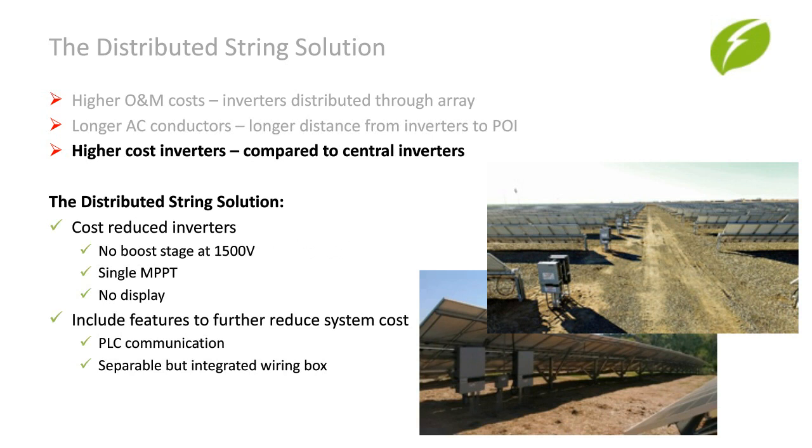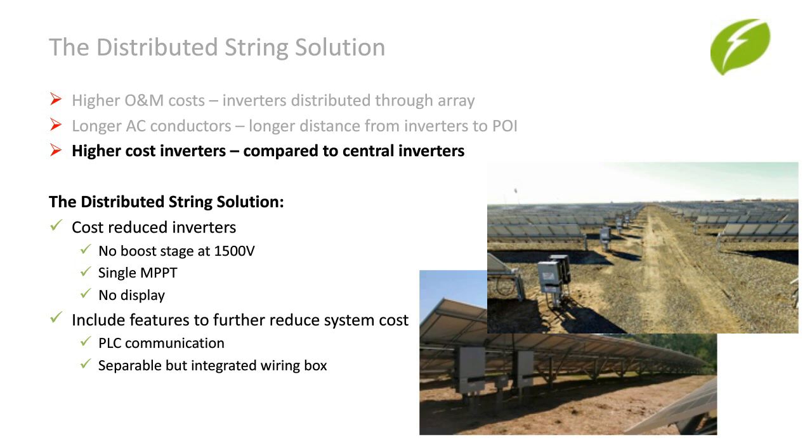These 1500-volt string inverters are much less expensive than their commercial 1000-volt counterparts. You'll see this across multiple manufacturers. At 1500 volts, these inverters don't need boost stages to increase their DC voltage before converting to AC. Designing the inverter with one MPPT and no LCD screen further reduces the cost. But we can only reduce the cost so much in these inverters. So we look for ways to reduce the system cost.